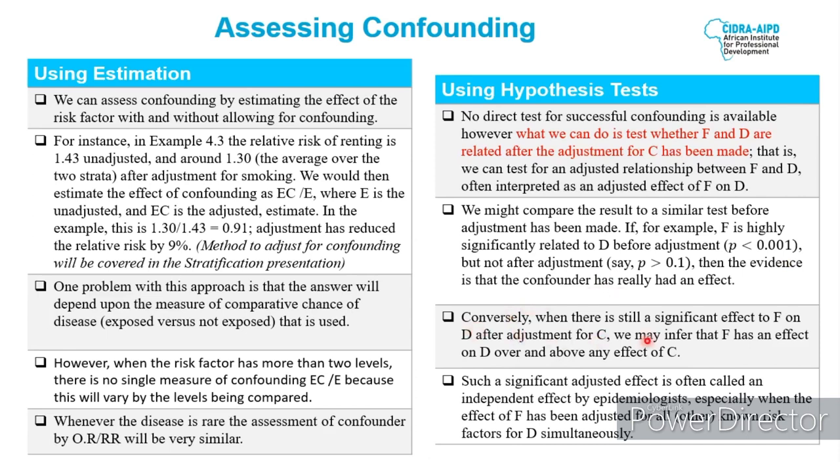Conversely, when there is still a significant effect of the risk factor on disease status after adjustment for confounding has been made, we may infer that the risk factor has an effect on disease status over and above any effect it has on the confounder. Such a significant adjusted effect is often called an independent effect by epidemiologists, especially when the effect of the risk factor has been adjusted for all other known risk factors for disease status simultaneously.